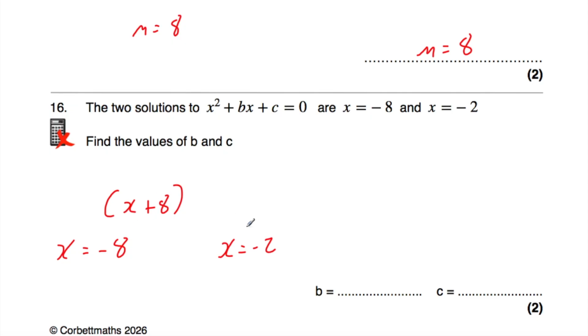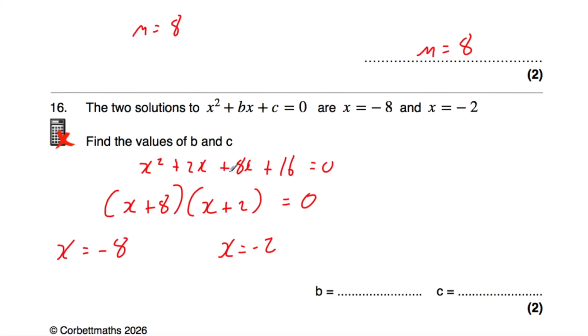And if the other solution is x equals negative 2, the bracket would have had to be x plus 2, because to make that bracket 0, we'd have to have negative 2. Now, this would have to equal 0. And then if we expand our brackets, we'll find what goes on the left-hand side. So let's expand our brackets. X times x is x squared. X times 2 will be plus 2x. And then 8 times x will be plus 8x. And finally, 8 times 2 is 16, so plus 16.